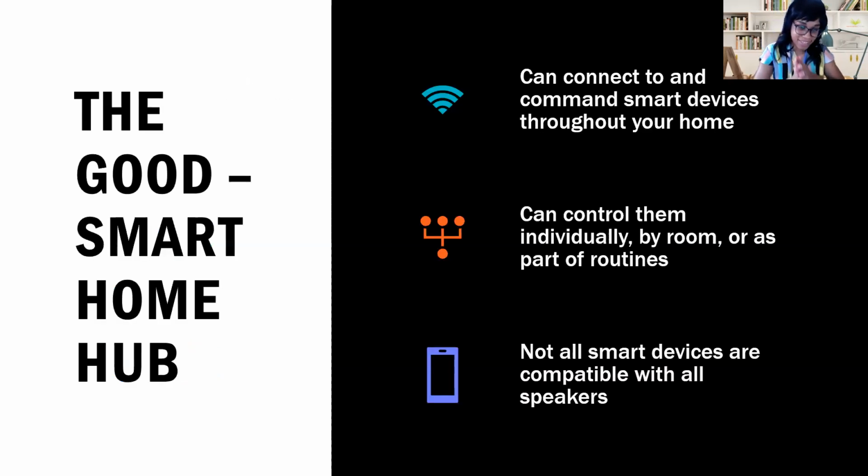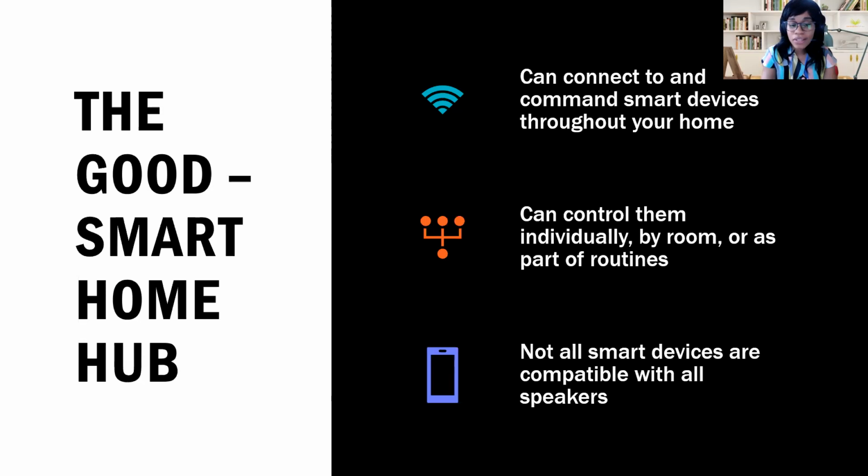So, the next good thing we can do with our smart speakers is use them as a smart home hub. Your smart speakers can connect to and command smart devices throughout your home. It can control them individually, by room, or as a part of routines.